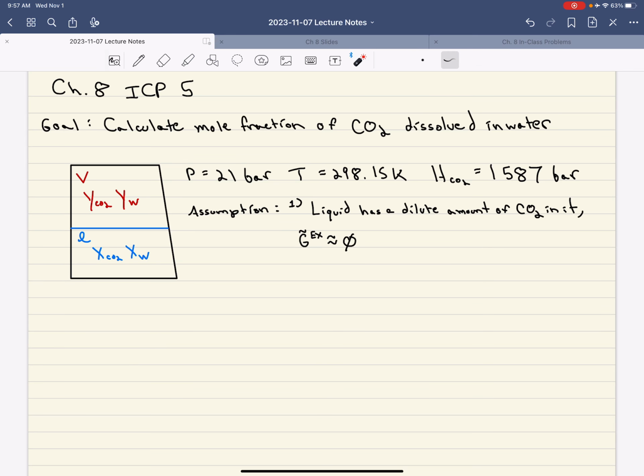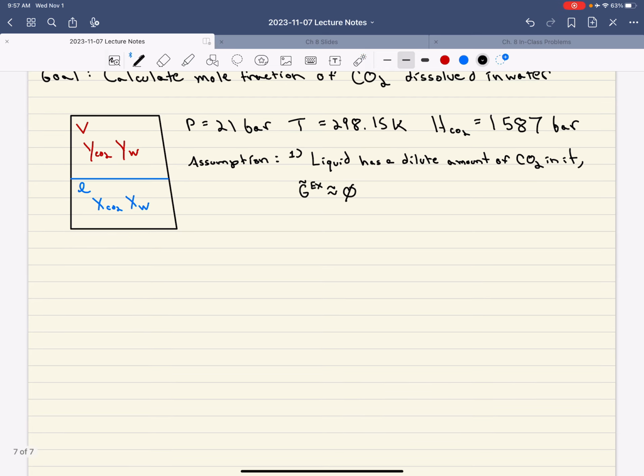When dealing with a mixture, if you see the word dilute, you should take that as a sign that you could treat your mixture as an ideal solution. The other assumption we're going to make is that our vapor phase is an ideal gas mixture. We'll see where that assumption comes into play.